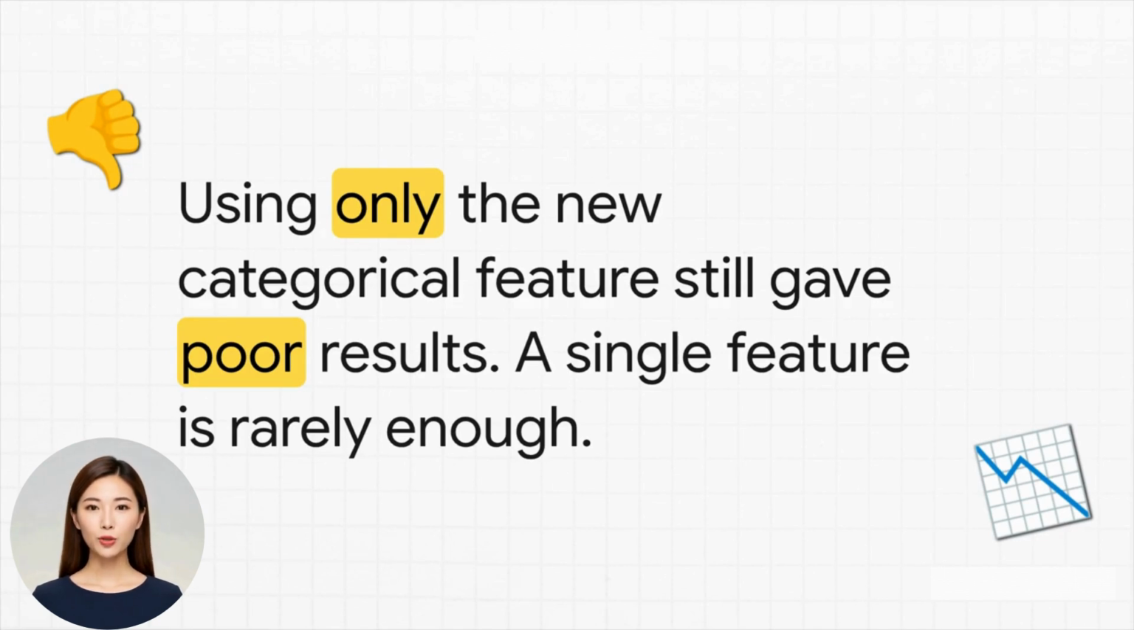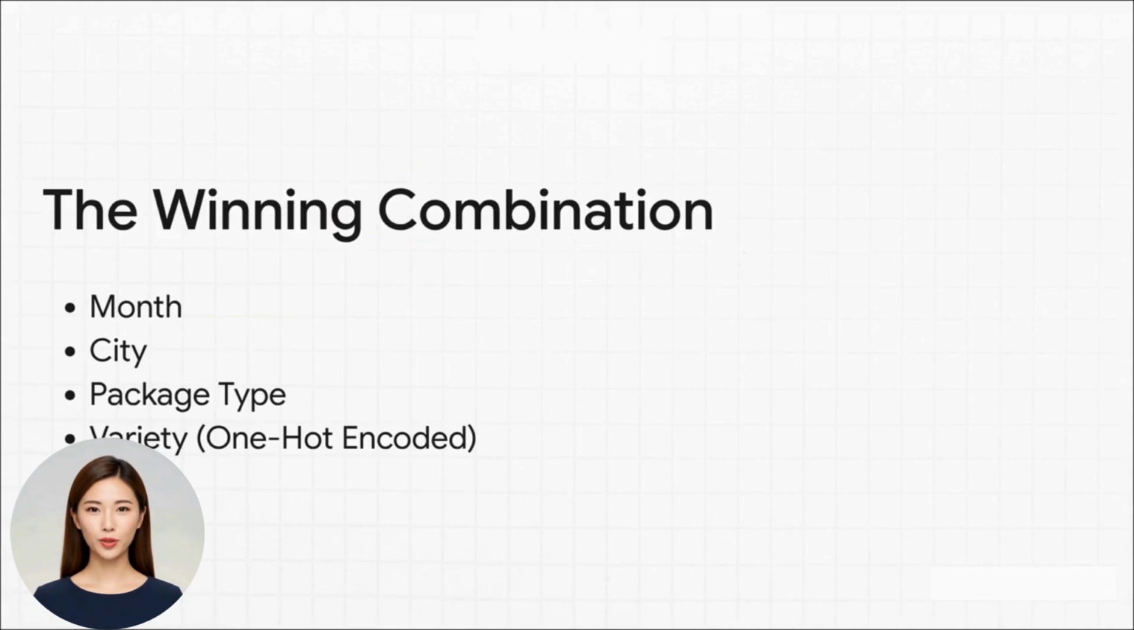Okay, so now we have this amazing new feature. We're done, right? Let's run the model. Well, not so fast. If we try to train our model using only this new categorical feature, the results are still not great. And this just hammers home that first lesson. A single feature, no matter how clever it is, almost never enough. The real magic happens when you start combining things. We need to build the full picture for our model. So we add in the month, the city where the pumpkin was sold, the package type, and our new one-hot encoded variety. By putting all of these together, we're giving the model a rich, complete view of the data.